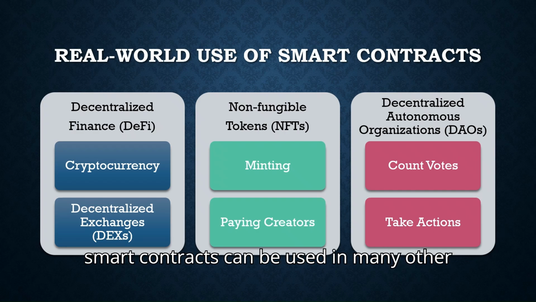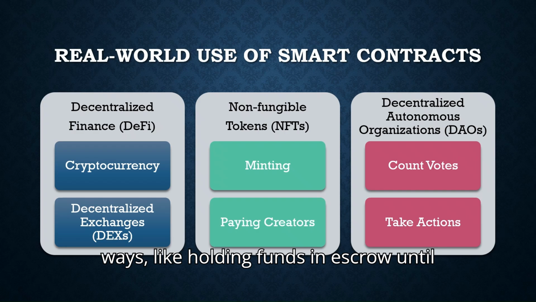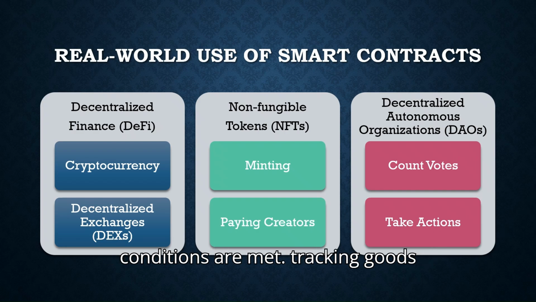Beyond these, smart contracts can be used in many other ways, like holding funds in escrow until conditions are met, tracking goods through a supply chain, or even selling event tickets securely to prevent fraud.